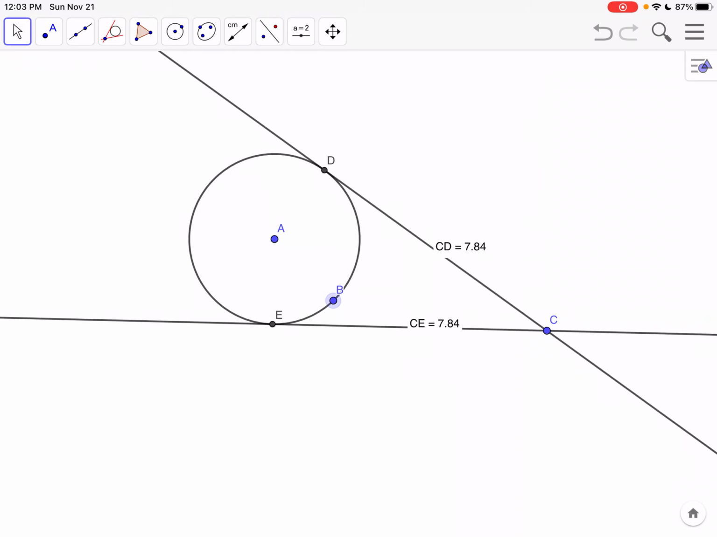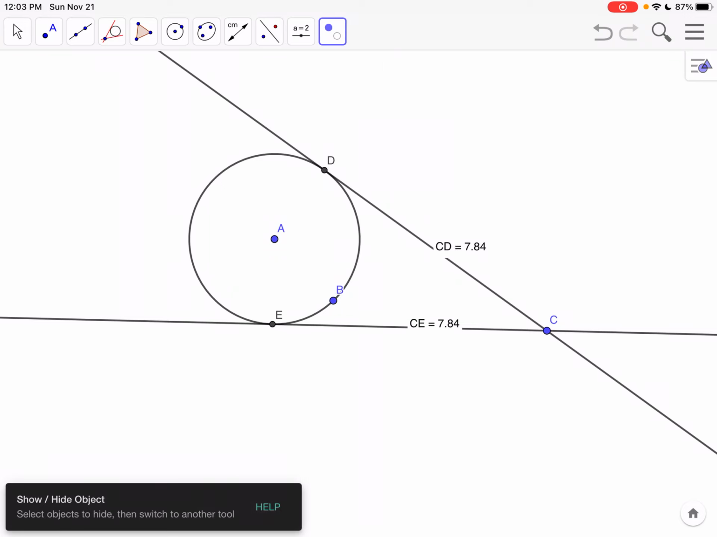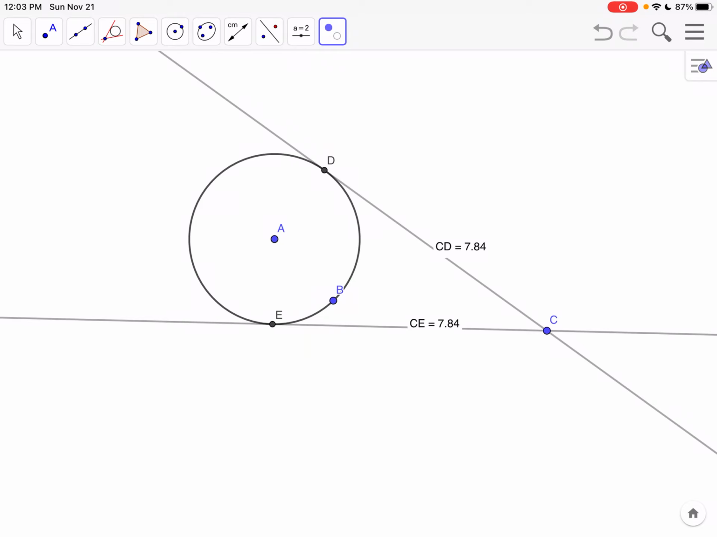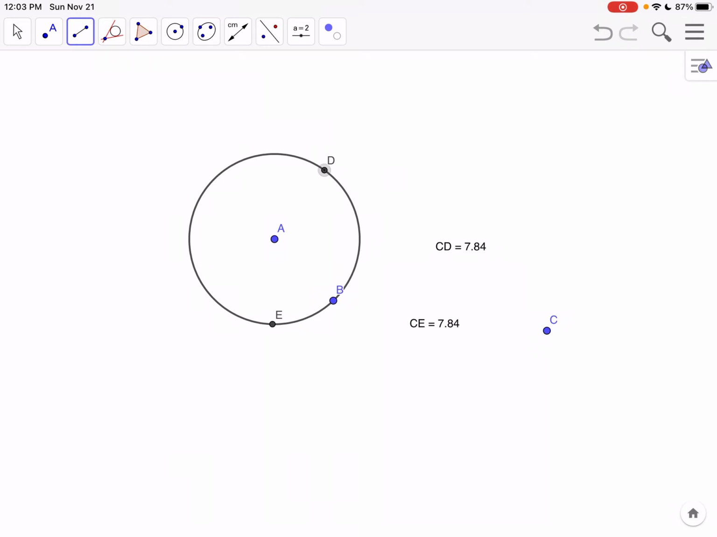Now, a lot of times you won't see this whole line. And let me see if I can remember how to do that. I'm going to hide my line. So I'm going to hide this line, I'm going to hide this line, and then I'm just going to construct my line segment connecting those 2 points. Now, that's usually how you'll see it.